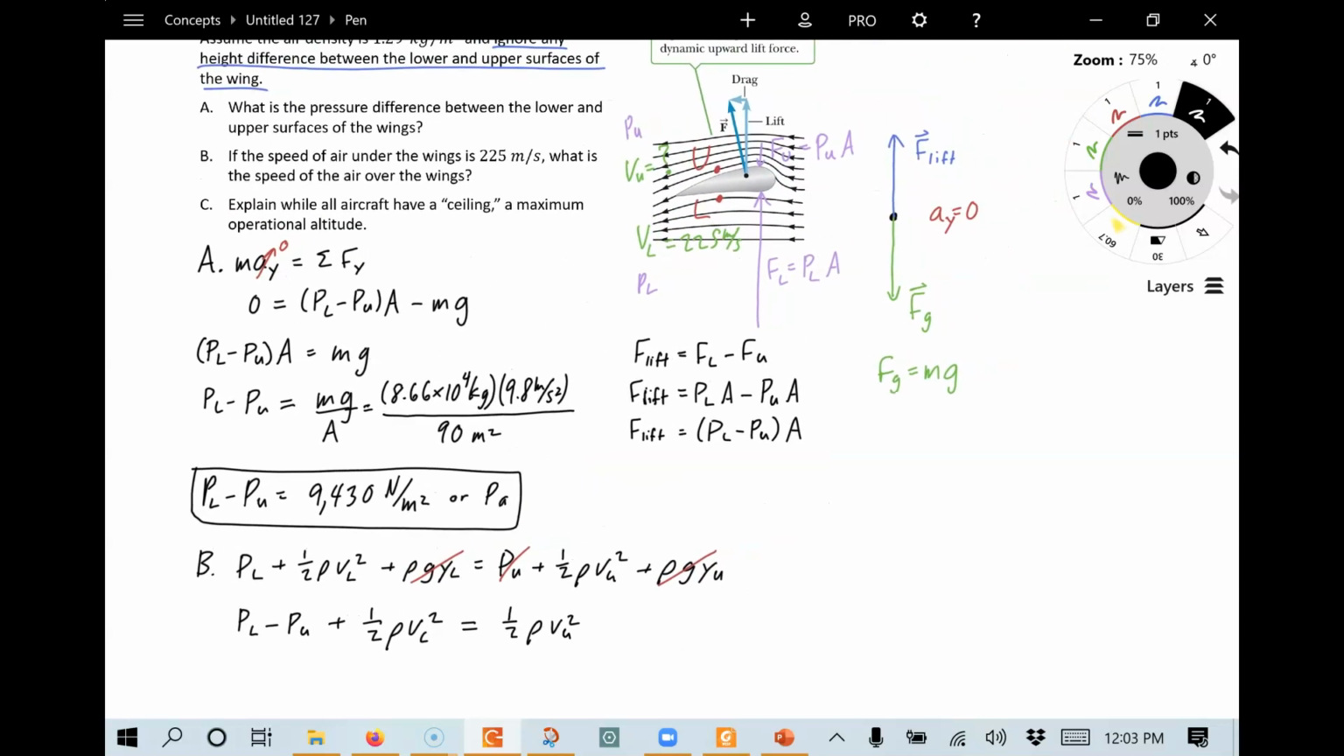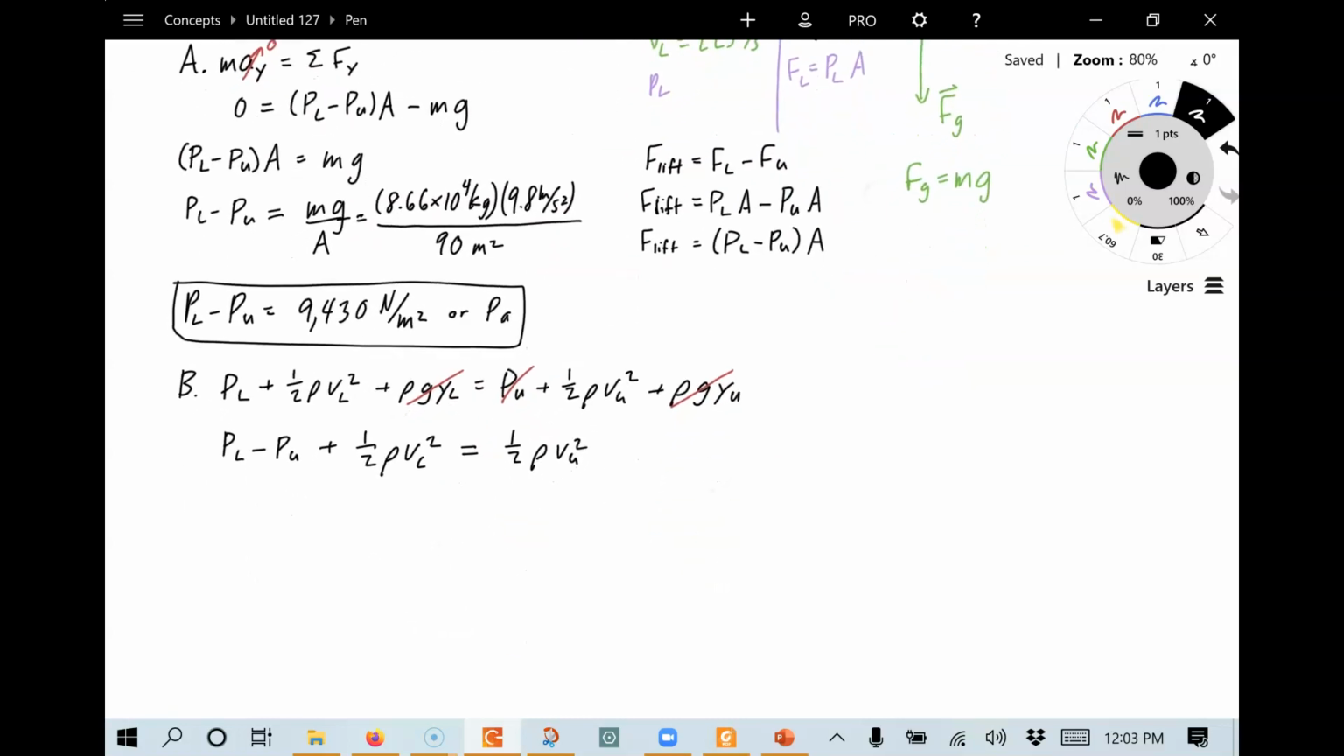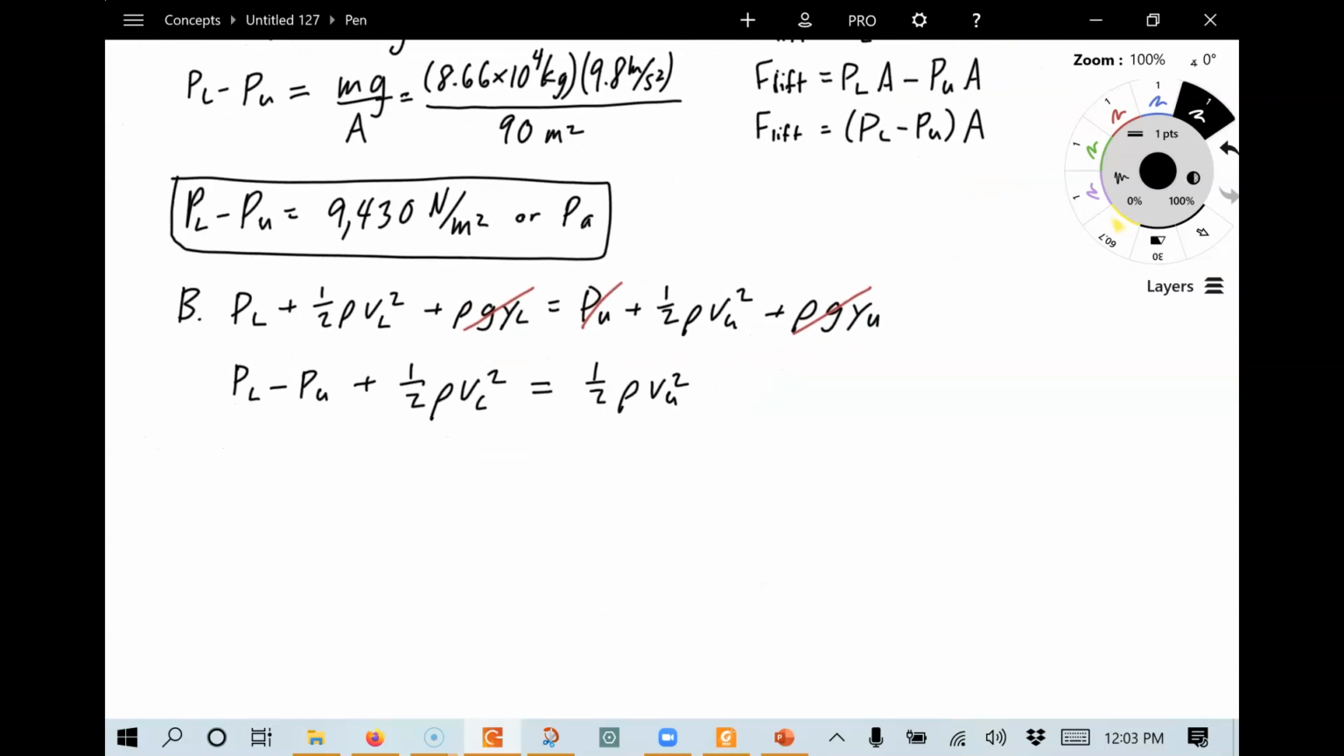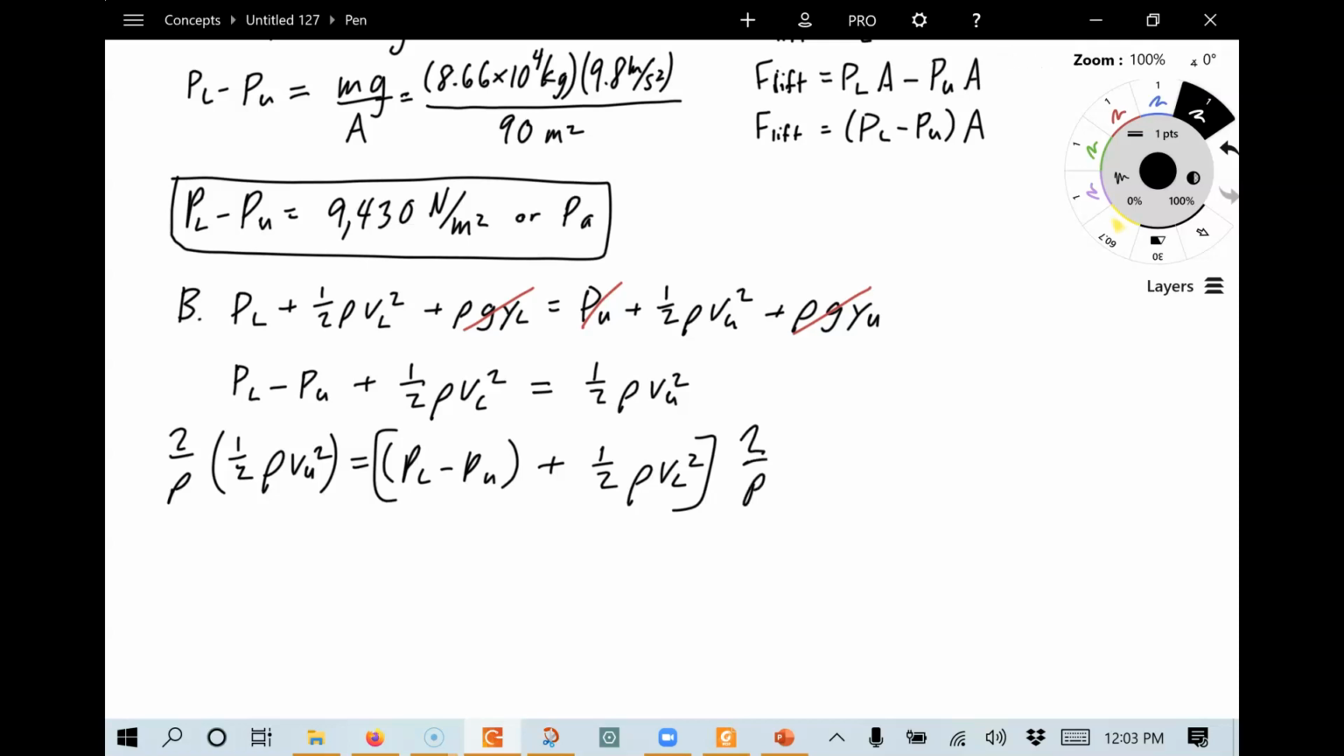And so to solve for V upper, we just need to do a little bit more work here. Let's go ahead and rearrange this equation, all right? So this is going to be 1/2 rho V upper squared equals PL minus PU, put that in parentheses, we know that number from part A, plus 1/2 rho V lower squared. Now let's go ahead and multiply both sides by 2 over rho. Notice I've got to get the whole thing, 2 over rho. Cancel these out here.